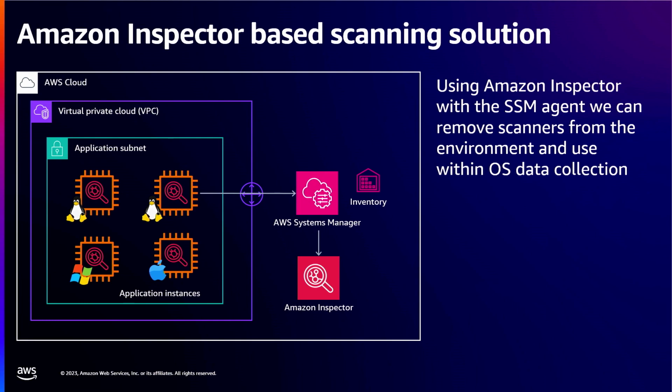So how do we use Inspector? So in our application subnet, we have the System Center agent. That runs monitoring the services. It goes out to Systems Manager. That builds the inventory. And then Amazon Inspector maps that to things like our CVE scoring.